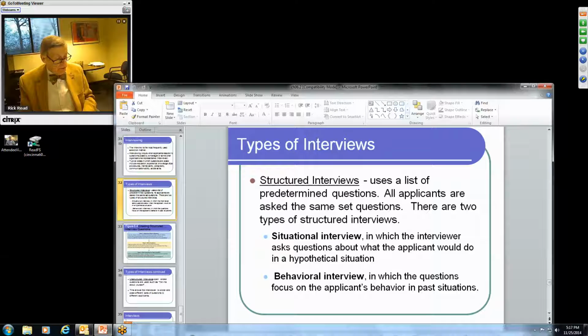In the behavioral description interview, the candidate is asked about actual incidents encountered in previous positions and how they relate to the job under consideration. The behavioral description interview is based upon the assumption that past experiences are a good predictor of future success. The interviewer might ask something like, tell me about a conflict you encountered in your previous job. How did you resolve the conflict?